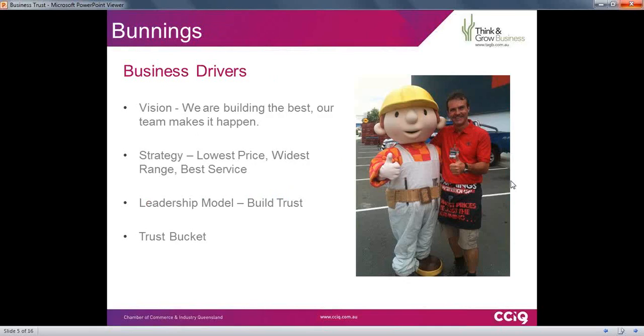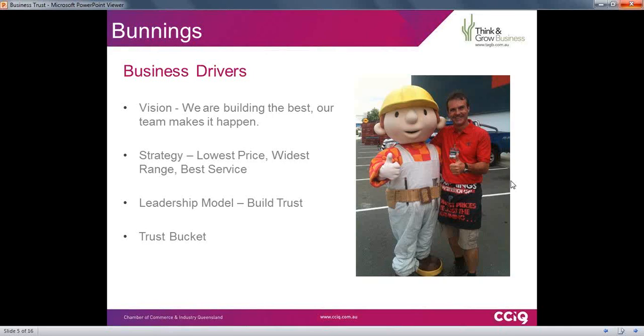Bob the Builder. However, in saying that, that picture represents to me, that's a picture of myself with Bob the Builder, and that was taken at the reopening of the Bunnings Rocklea after the 2011 floods. And we were flooded in January, and we reopened in March. So in between that time, the team gutted, rebuilt and reopened in just 3 months. After 3 metres of water went through that particular store. And that typified the teamwork that Bunnings has.